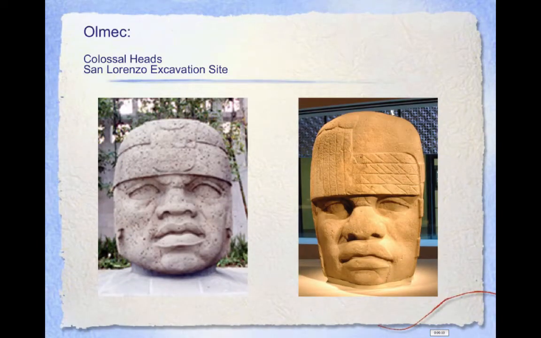Here we have another example of Olmec artwork. These sculptures are referred to as the colossal heads. These two pieces of artwork came from an excavation site called San Lorenzo. These are very large sculptures. The one on the right is approximately 8 to 10 feet tall and weighs about 10 tons. This artwork took a tremendous amount of labor and skill to carve.